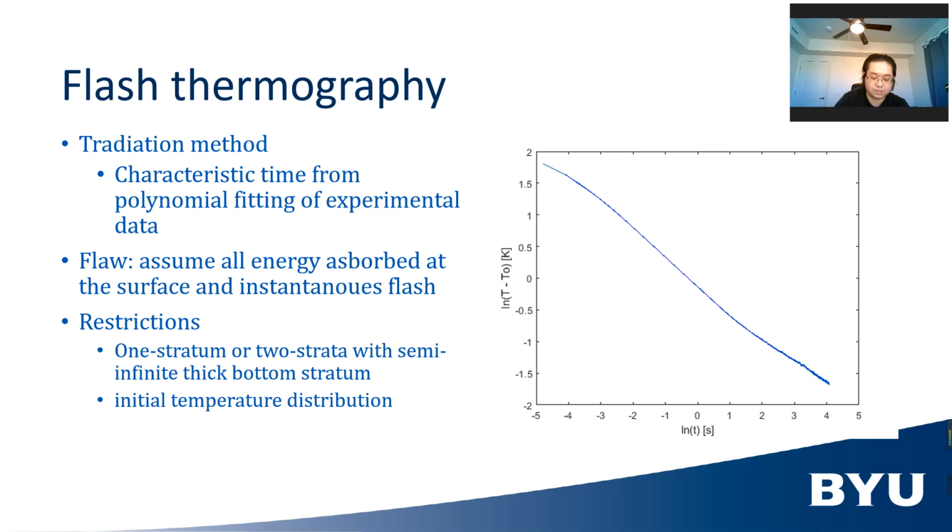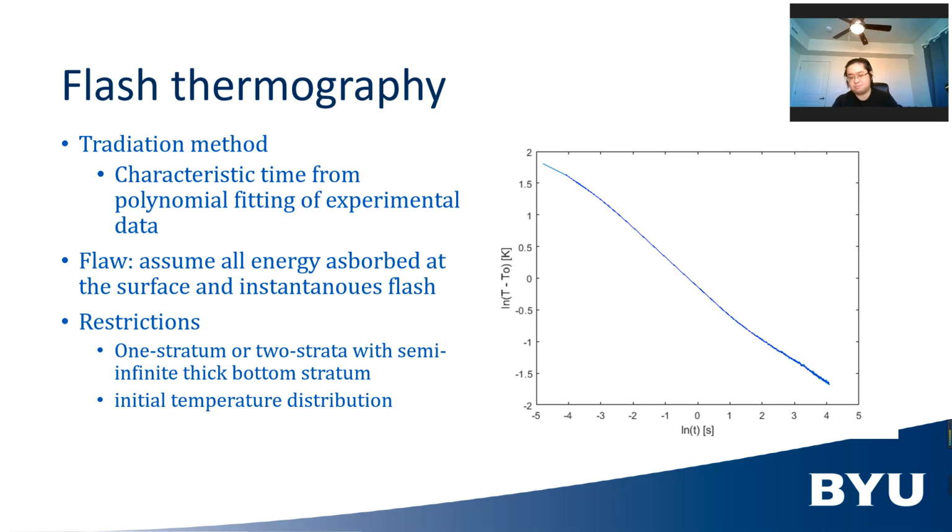And there are restrictions on the samples too. It can only work for one stratum or a two-strata system with semi-infinite thick bottom. Stratum here means a layer, a sheet of material with the same thermal property. I use this word to distinguish from the concept of layer in binder jetting. And also, the initial temperature distribution has to be uniform.